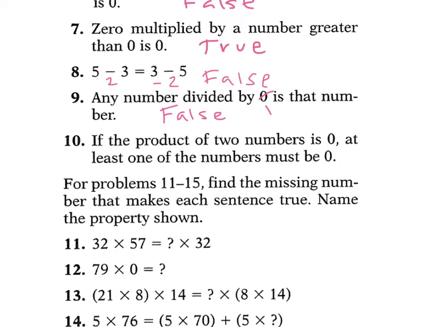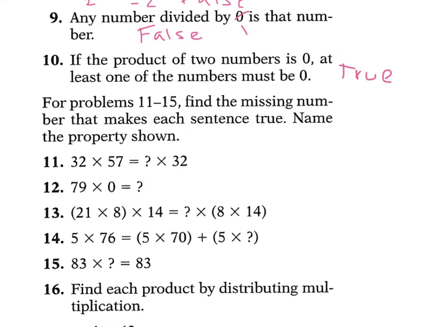If the product of 2 numbers is 0, at least one of the numbers must be 0. This would be true. The product means we're multiplying, so if we multiply any number times 0, our answer would be 0, so one of the numbers has to be 0.